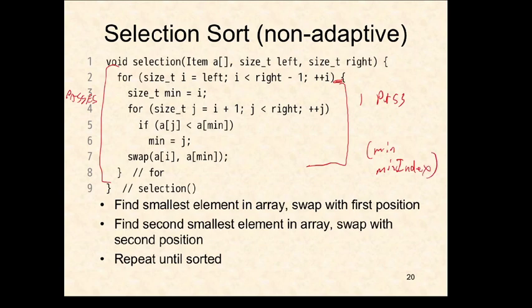Min here is the minimum index. It's where the smallest value occurs. I should have really just said min index there. It would have fit on the slide. So we assume the minimum index is at I, and I is going to start out at 0.